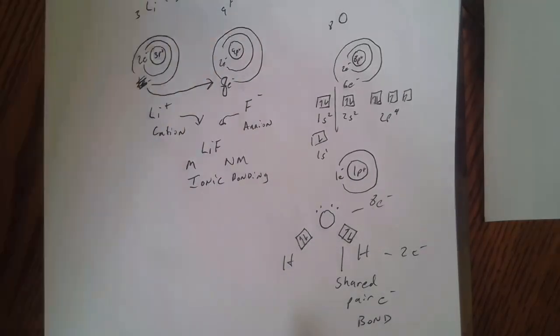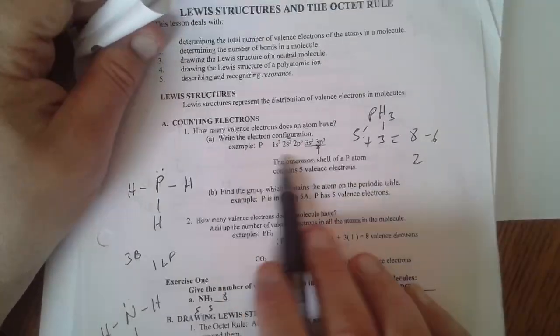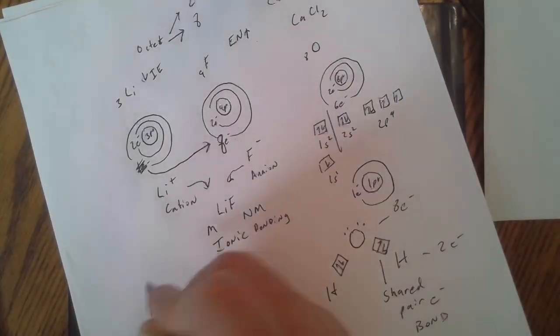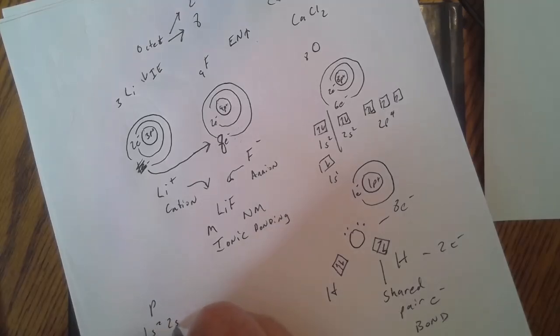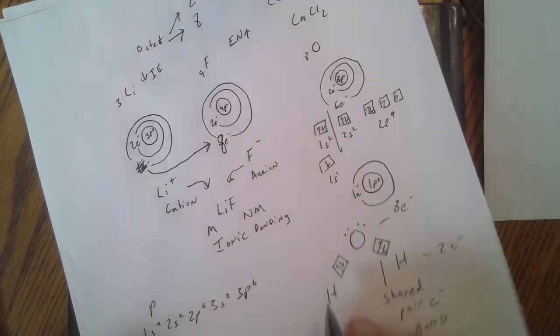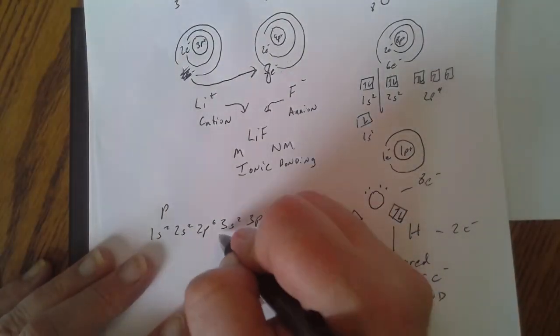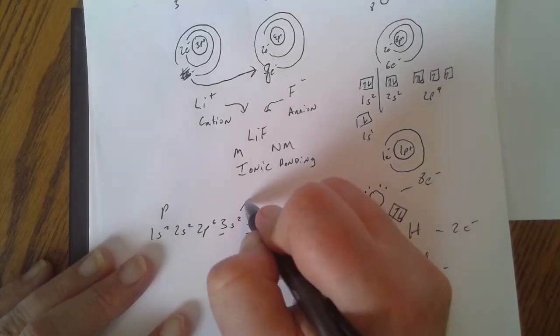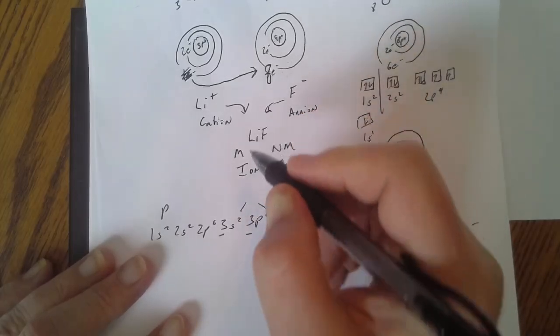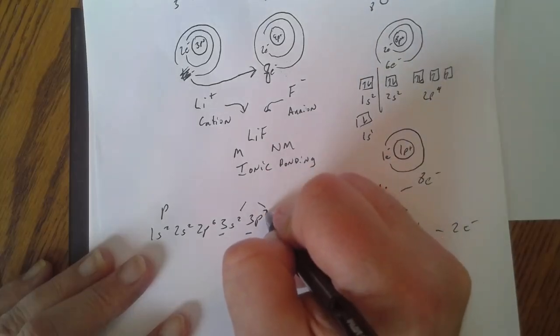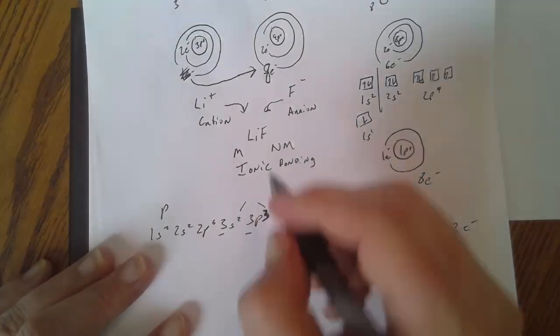All right, so to start this out, they give you the electron configuration here of P: 1s2, 2s2, 2p6, 3s2, 3p3. If we're trying to find the valence electrons, we look for the highest number and we add these together. 2 plus 3 is 5.